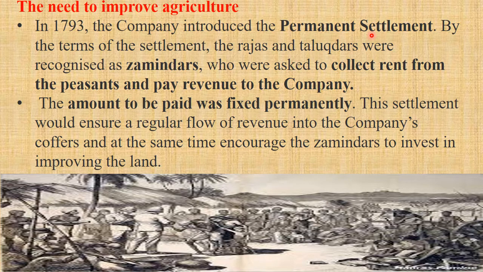By this settlement, the Rajas and Talukdars were recognized as Zamindars. A particular area was ruled by a Raja or Talukdar. These Rajas had to collect revenue or rent from the farmers who cultivated the land. The farmers or peasants had to pay the Rajas, and the Rajas had to pay the revenue to the company. Understood, my dear children?